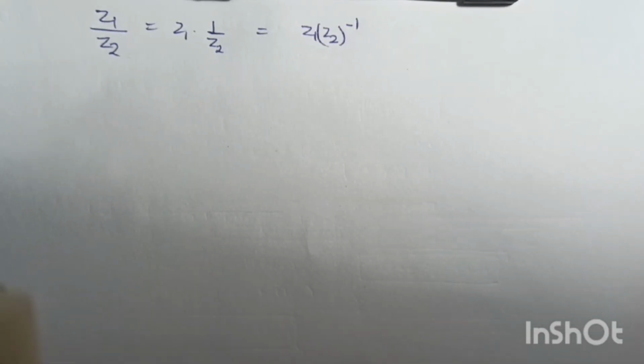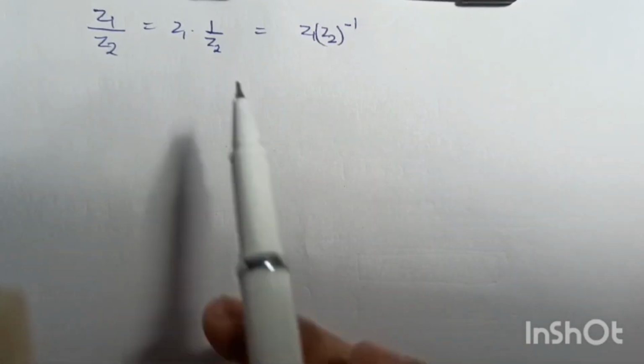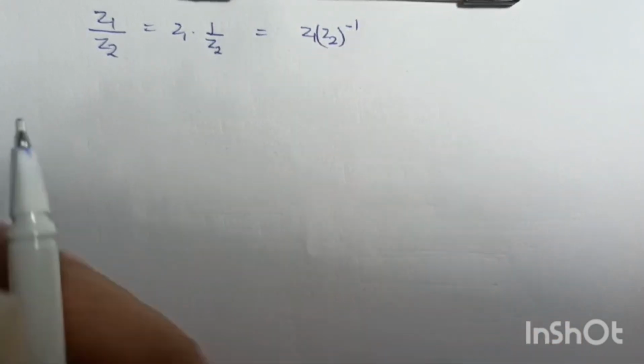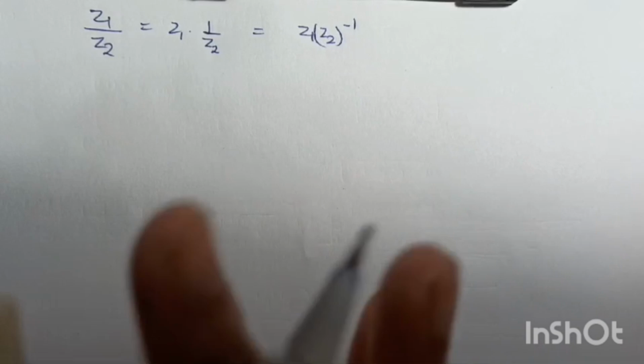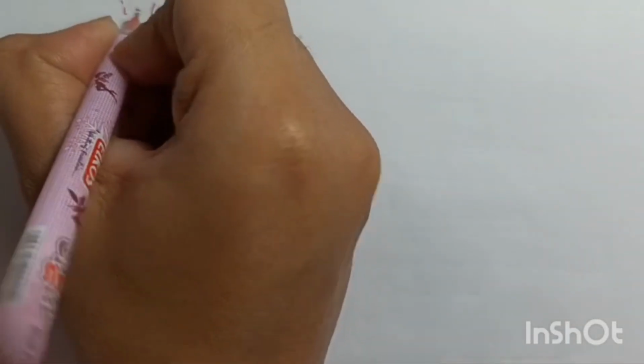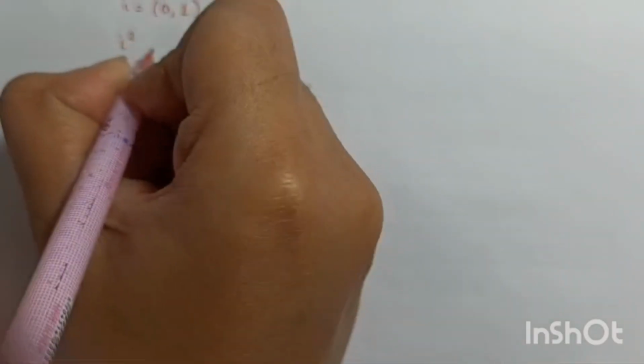So we can write z1 over z2 is equals to z1 into 1 by z2 is equals to z1 z2 inverse. Okay, so it is the division. Now we will study about the symbol iota and its powers. Basically it is customary to denote the complex number 0 comma 1 by the symbol iota. So with this notation we can find iota square.